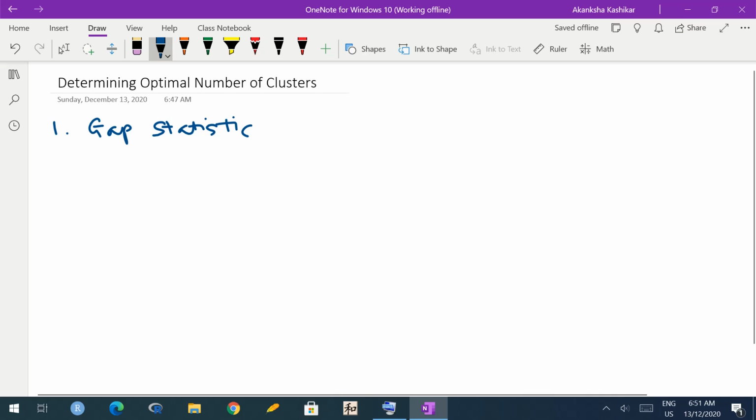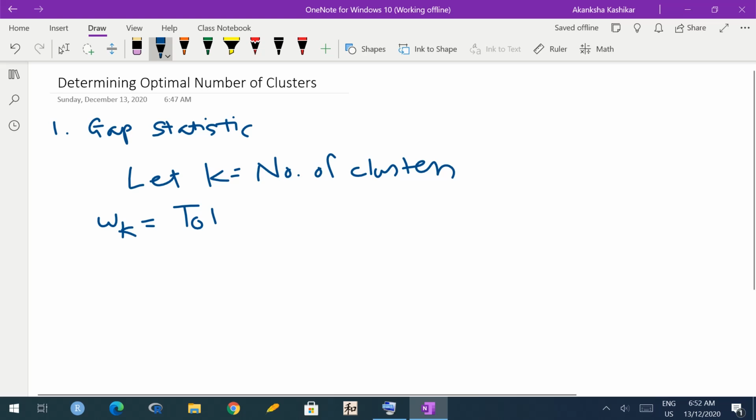Now, how do you compute this gap statistic? We want to decide the optimal number of clusters. So, let k be the number of clusters with which we have done clustering right now. So, k is the number of clusters. Then, what we are going to do? We are going to compute the total within cluster sum of squares.